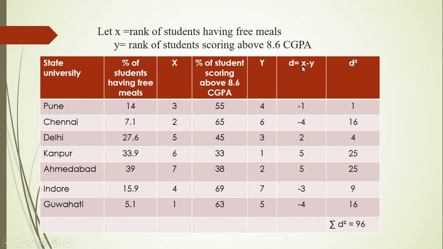And now in the next column we'll derive the D. So D is equal to the difference of x and y. So take the difference x minus y. So 3 minus 4 is minus 1, then after, minus 4, it is 2, and so on. So this is D, and now take its square, that is called D square. So that we get 1, 16, 4, 25, 25, that is minus 3 square is 9, then minus 4 square is 16. Take the total, so the total we get is 96, so that is called sigma D square.